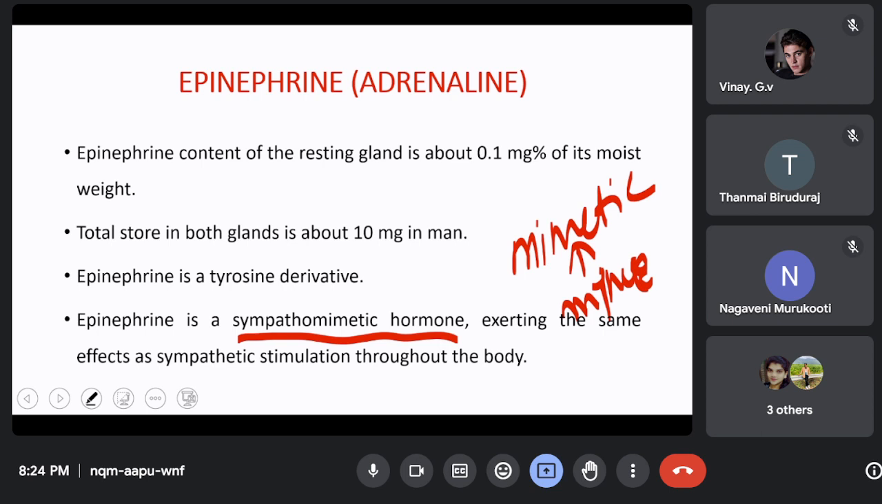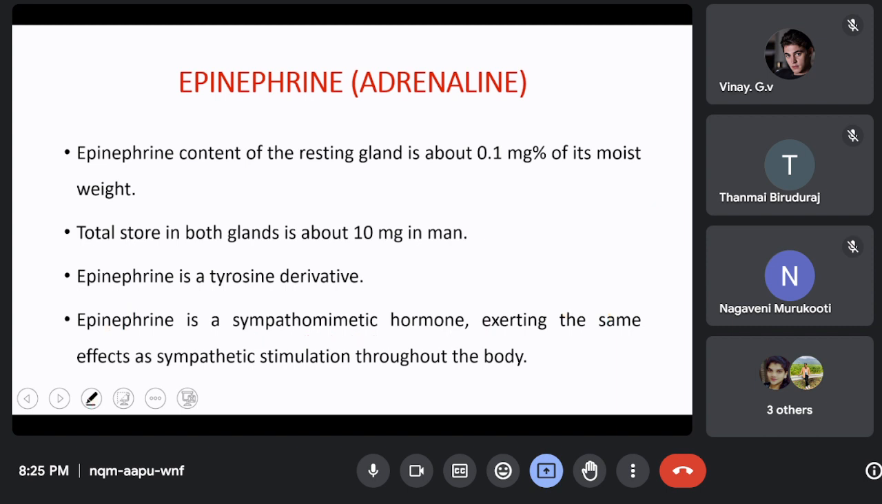So that is what we call miming. So, mimicry. Okay. And here there are certain compounds in the body where one behaves as the other one. There is A, there is B, and B acts as A. Then we call this particular compound a mimetic compound. And here epinephrine is a sympathomimetic hormone.